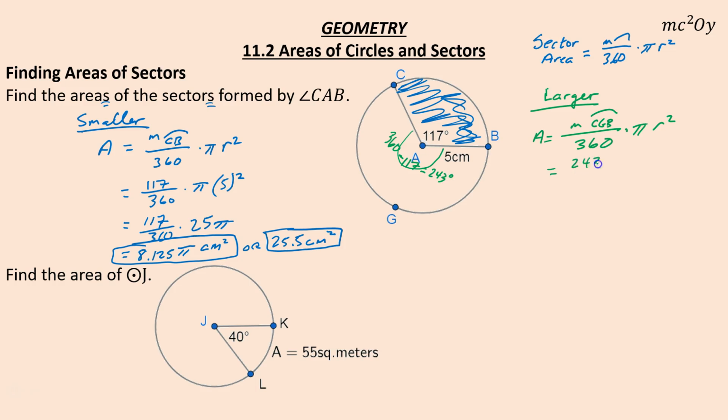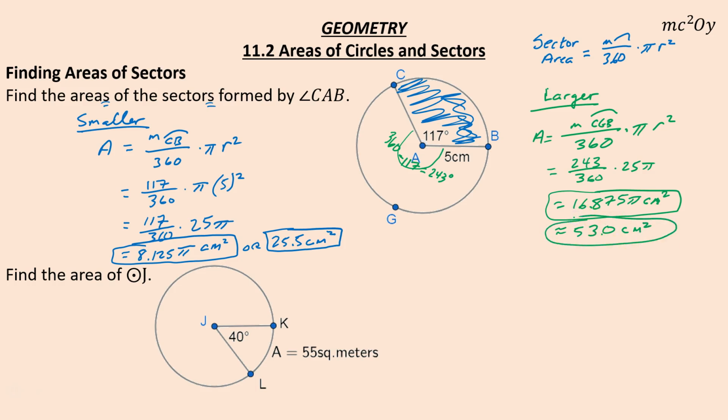That's 243 over 360 times, well, pi r squared we already know is pi times 5 squared, or 25 pi. We do the math there. 243 over 360 times 25 is 16.875 pi. That's the exact, and that would be in square centimeters, which is about, if we were to round it, 53.0 square centimeters.